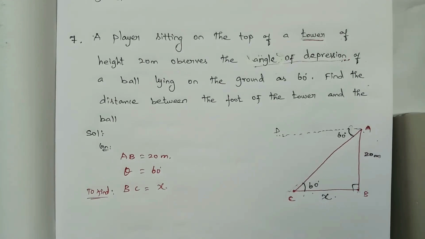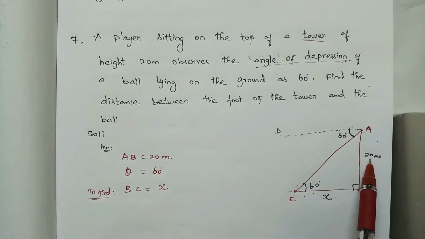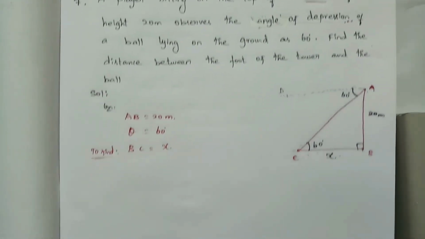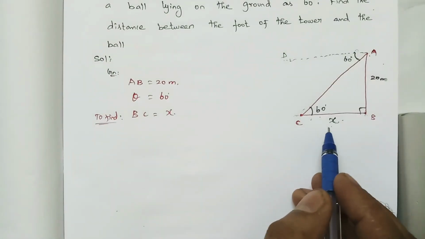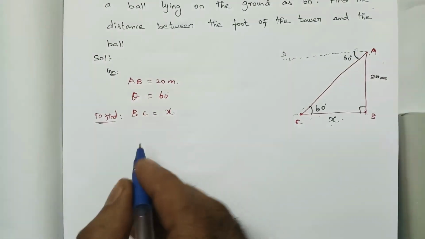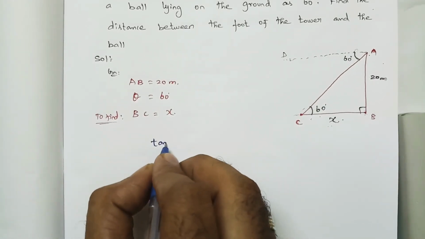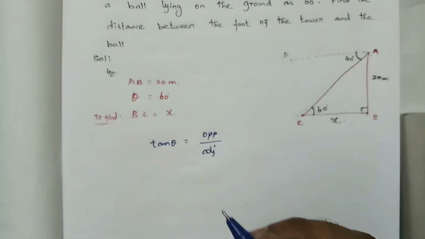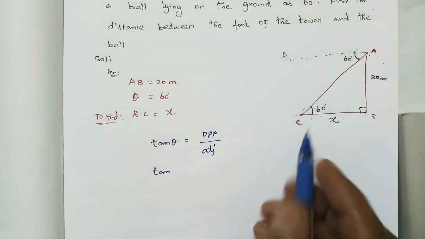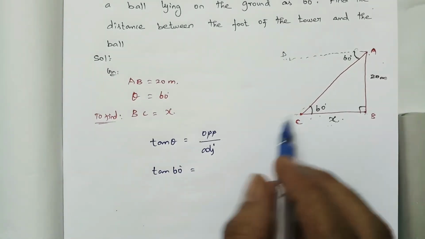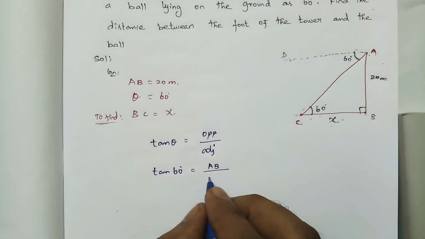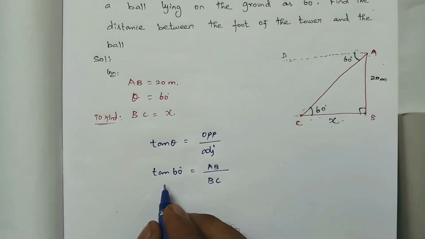Then by using the trigonometry ratio, we know the opposite side and we want to find the adjacent side. Opposite side by adjacent side is nothing but tan theta. So by using tan theta, I'm going to find the distance BC, between the points B and C. Tan theta is equal to opposite side divided by adjacent side. Theta is 60 degree. Tan 60 degree is equal to, the opposite side is AB, divided by the adjacent side BC. AB divided by BC.